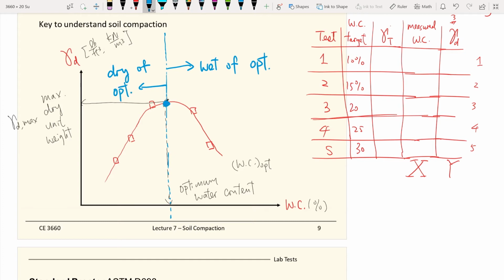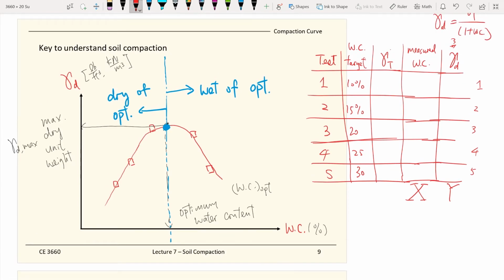So this optimum point here is very important. So what is the compaction curve? The compaction curve represents the compaction test results. Once you're able to obtain your compaction test results, then you can construct this curve. And this curve is very important later on for our geotech design.